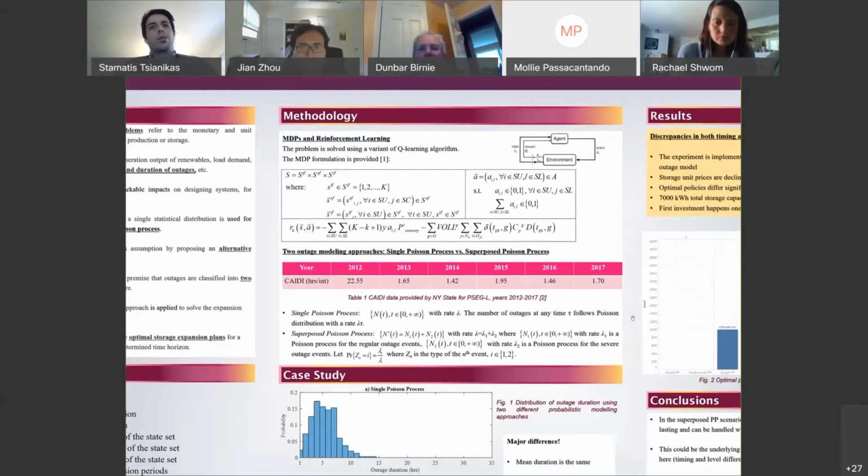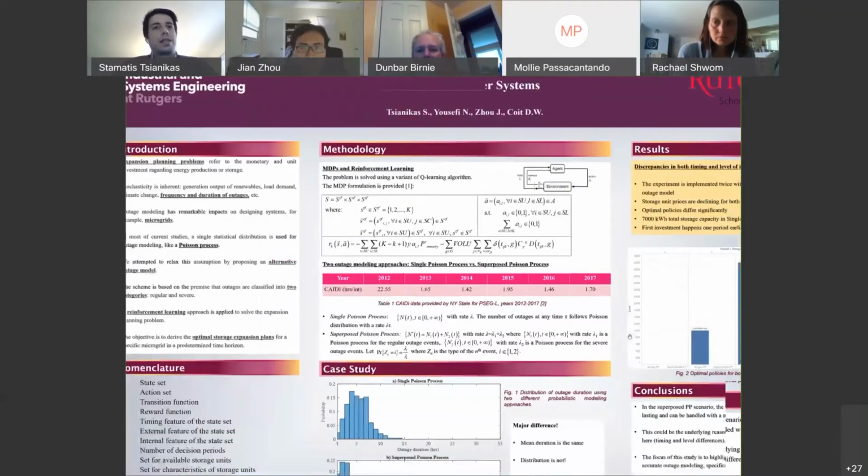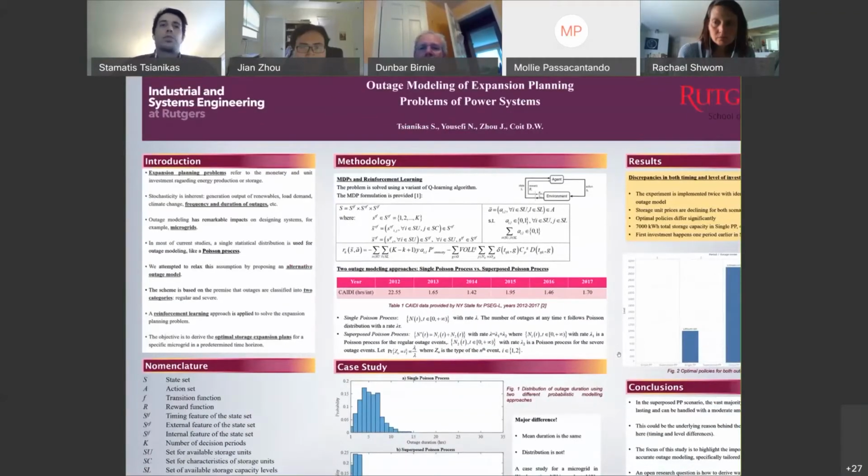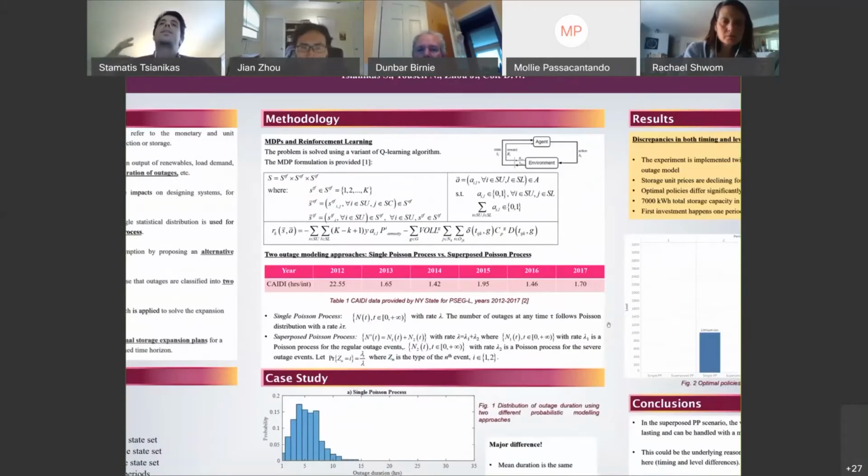Now, why is it important, and what was our motivation to construct this alternative scheme that I mentioned before, the superposed Poisson process? If we look at Table 1, the KD data provided by New York State for the company PSEG Long Island, for the years 2012 to 2017. What we're seeing here is an indicator called CAIDI, the Customer Average Interruption Duration Index. This is basically, in simple terms, the average duration of an outage for the whole year.